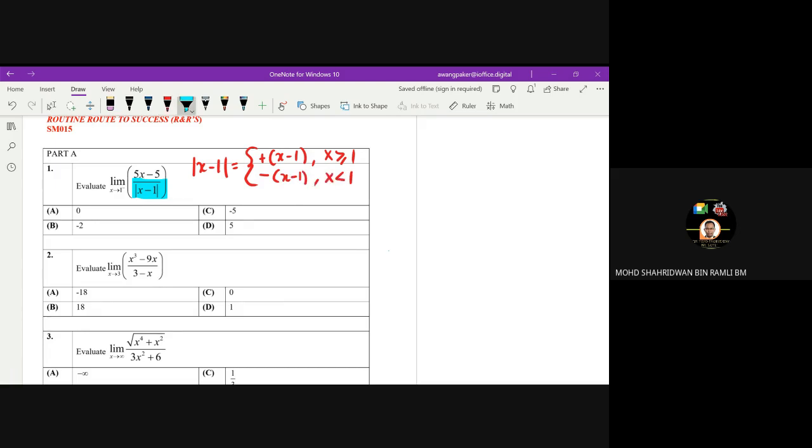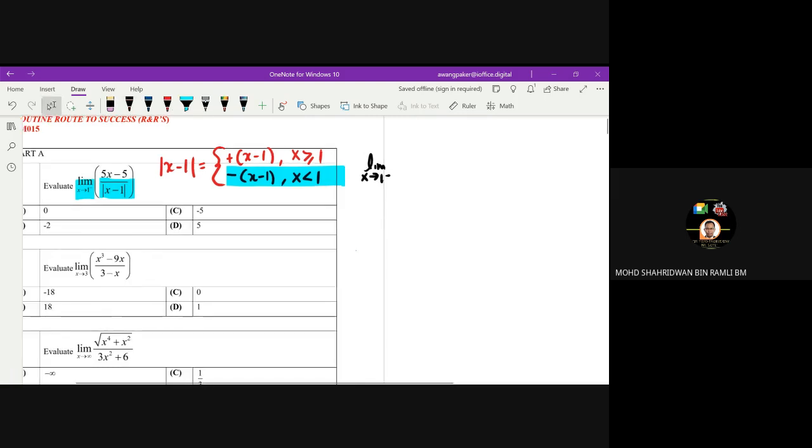And then we will look at this side. Since this limit is as x approaches 1 from the left, we have to choose this one. Why? Because for x less than 1, that is x approaches 1 from the left. But when the question is asking for x approaches 1 from the right, we will choose x greater than or equal to 1.